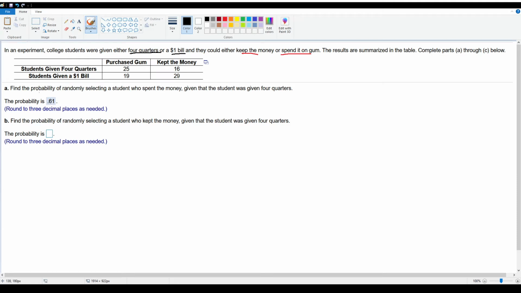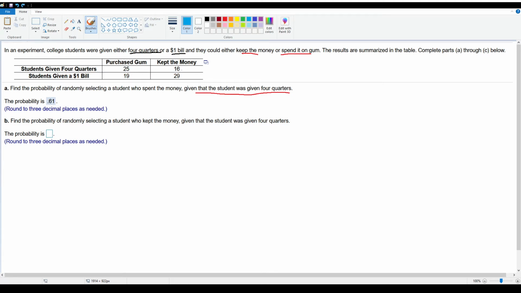So for the first problem, we're being asked to find the probability of selecting a student who spent the money given that the student was given 4 quarters. Now based on the problem, we see that the student was given 4 quarters. So we know right off the bat that we're going to be interested in the students that are given 4 quarters. So let's create a contingency table by adding up the rows and the columns.